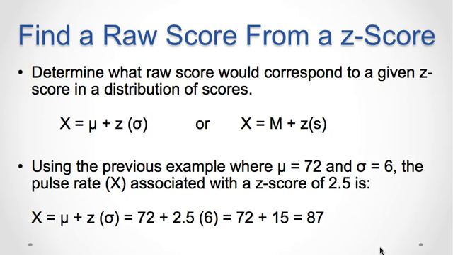We could also find a raw data score if we know its z-score. Using a little algebra, we take the z-score formula and turn it into x is equal to mu plus z times sigma, or x is equal to M plus z times s. Now, using the previous example, we want to find the pulse rate for a z-score of 2.5. Remember, pulse rates had a mean of 72 and a standard deviation of 6. So the raw score, x, is equal to 72 plus 2.5 times 6, which equals 72 plus 15, which is equal to 87. So the interpretation here is a z-score of 2.5 corresponds to a pulse rate of 87.